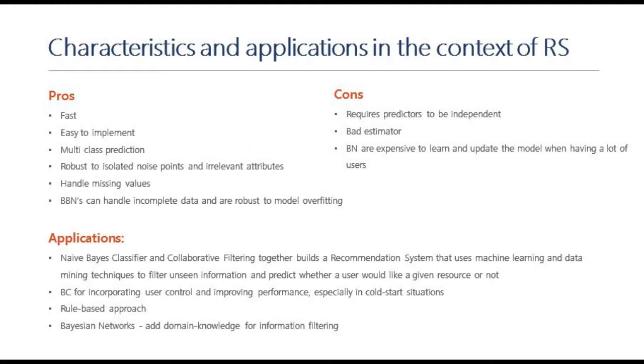The Bayesian classifier is very good for incorporating user control and improving performance, especially in cold-start situations where we have missing users' information, or we have a new user introduced to our system and we don't know anything about them. On the other side, we can use the Bayesian classifier in a rule-based approach. We use it to compute the likelihood that the viewer will like or dislike a particular TV program, for example.